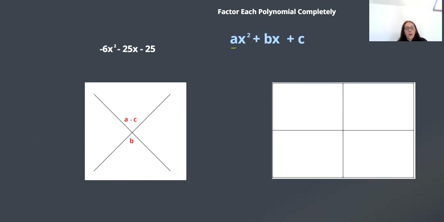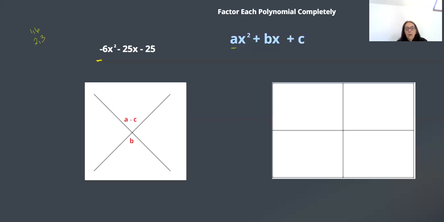We're going to start like we start any other problem. We're going to factor out the greatest common factor. So because the first term here, the leading coefficient, is negative, I'm going to factor out that negative. Then I look, I've got a 6, a 25, and a 25. Well, 6 doesn't go into 25 evenly. So what multiplies to 6? 1 and 6, 2 and 3. Well, 3 doesn't go into 25 evenly, and 2 doesn't go into 25 evenly. So I can't factor anything else out.